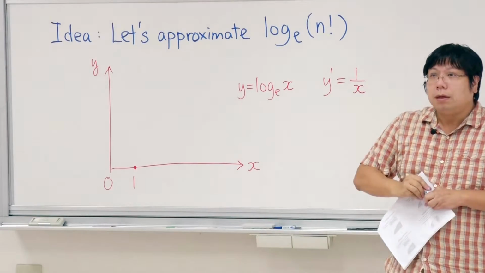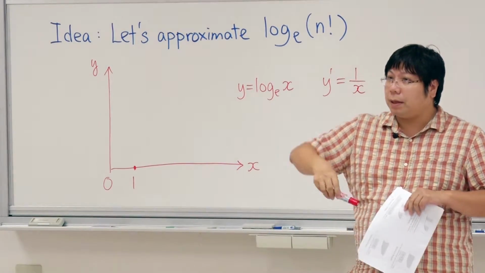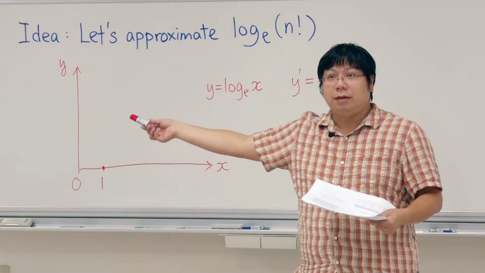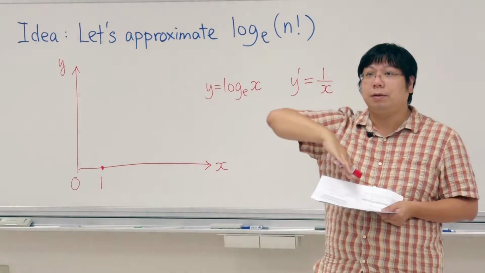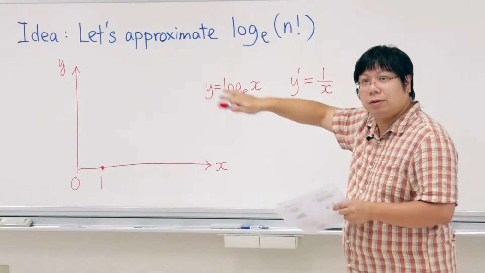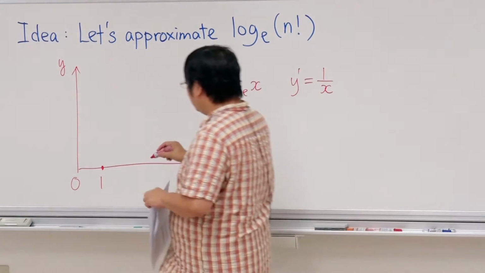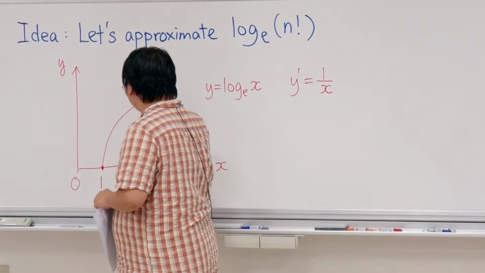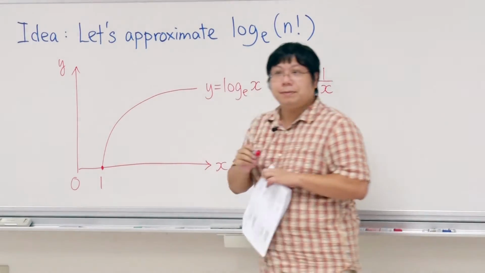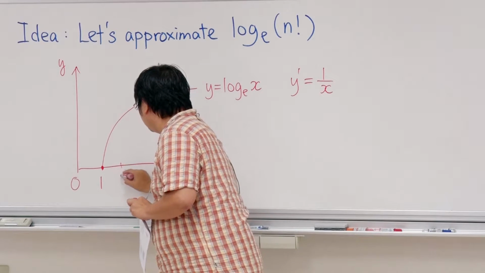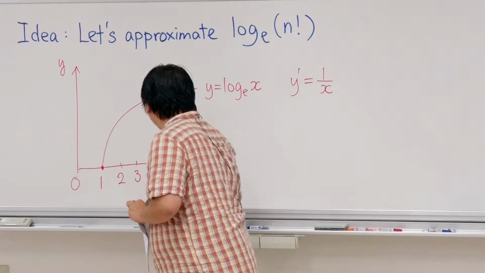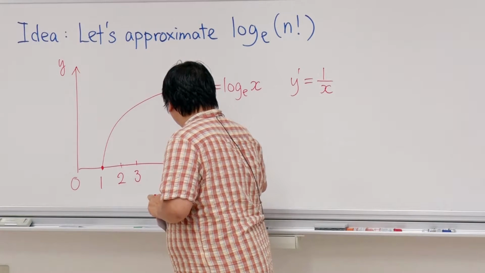So that means as x is becoming larger and larger, the slope is becoming closer and closer to 0. It's going to be flattened soon. Okay, so it looks something like this. Is that okay? So 1, 2, 3. Let's look at up to n.